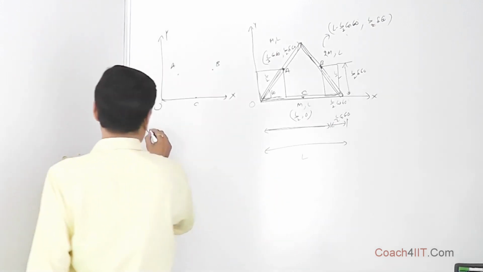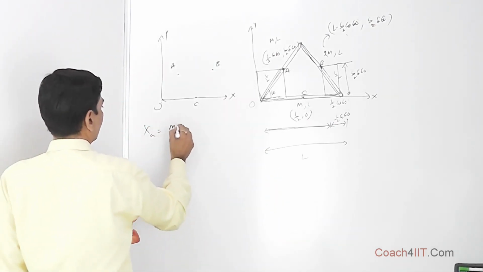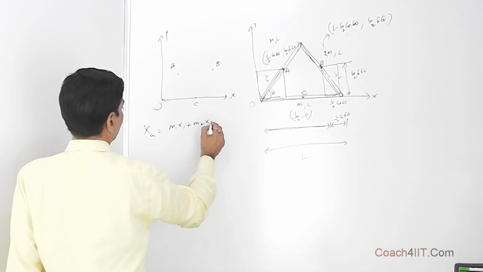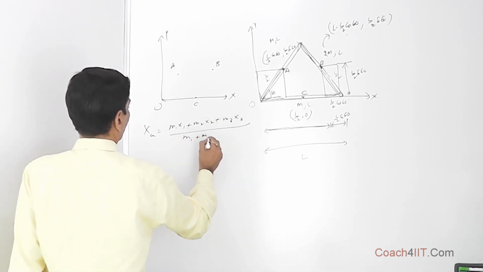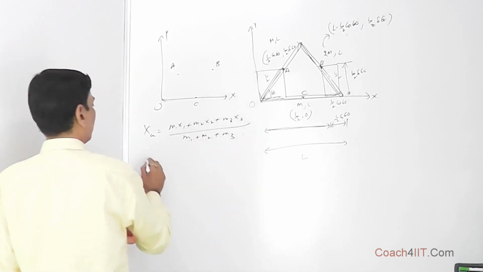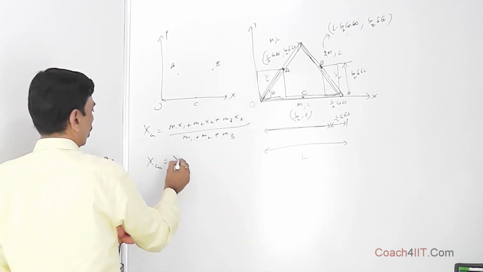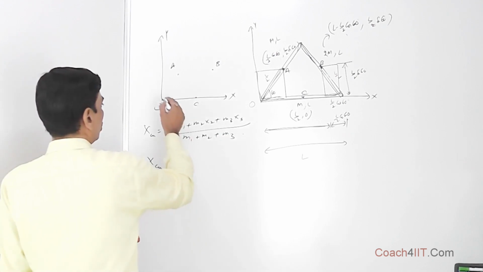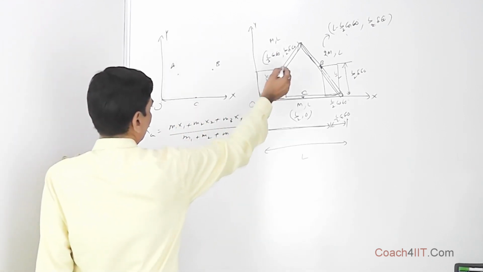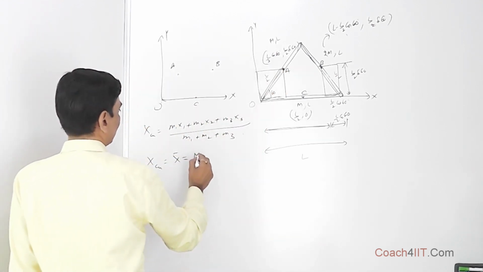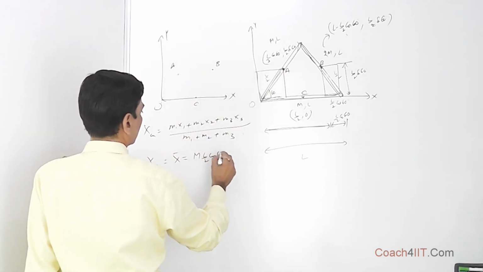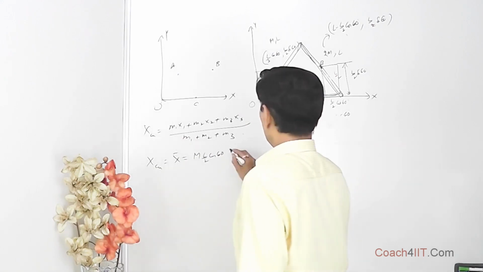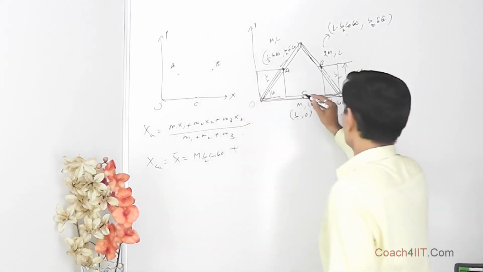That is, xcm is going to be m1x1 plus m2x2 plus m3x3 over m1 plus m2 plus m3, and if you put in the values, xcm, or what we call x bar, is going to be m1x1, for this mass. How much is it? This is m, and what is x? This is L by 2 cos 60 degrees, plus, this work is done, job is done.